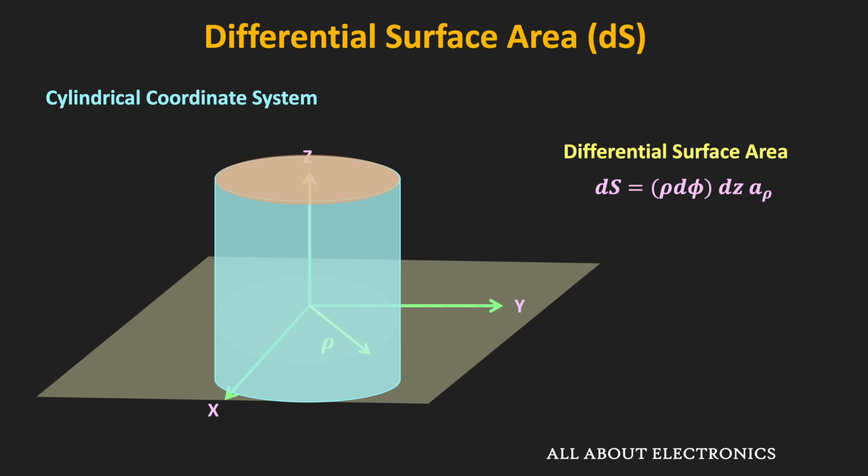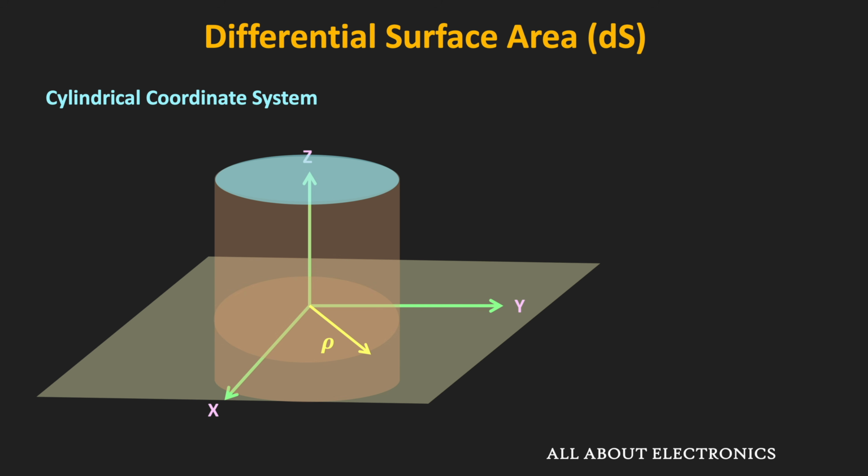Similarly, if we keep the z constant and change the other two variables, then we will get this surface. So for this surface, the differential surface area can be found by multiplying the differential lengths in the rho and the phi direction. So we know that the differential length in the rho direction is equal to d rho, and similarly the differential length in the phi direction is equal to rho times d phi. And once again, this surface will point in the direction that is normal to this surface. So in this case, it will point in the z direction. That means the expression of the differential surface area is equal to rho times d phi times d rho times az.